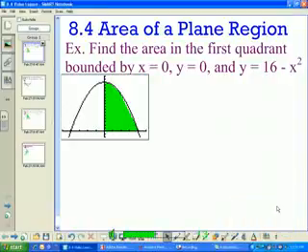We're going to find the area of a region. We're going to start out with an example that is familiar to us, the one that we've done before. We are going to do it in a little bit different manner, and that's just to help us with the more difficult problems that we are going to work with today. So we have the area in the first quadrant bounded by x = 0, y = 0, and y = 16 - x squared.